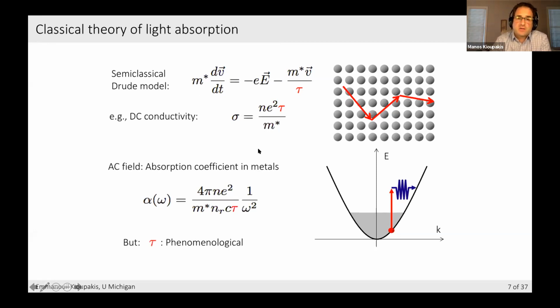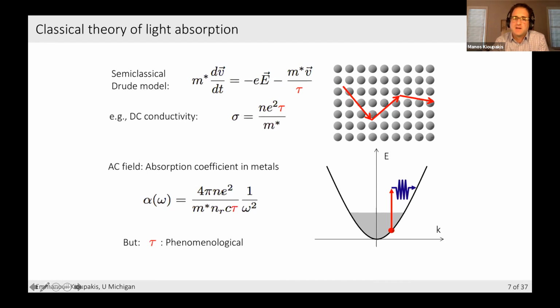And if you solve this to find the conductivity, you find the Drude equation for the electrical conductivity: charge density of the electrons, charge of the electron squared, scattering time tau, over the effective mass. That's the response for a static field. But now if you have light, your field is oscillating, and you can follow the same steps for an oscillating field and extract the absorption coefficient for a metal. Now this is not an interband process, where you go from the valence to the conduction band. This is an intraband process.